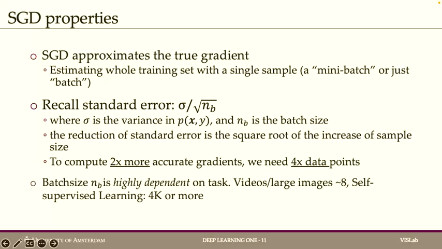And also the batch size NB is very dependent on the task you're doing. For example, on videos and large images, this could be 8. For self-supervised learning and other tasks, this could be 4,000, for example. And for language NLP models, this is even larger, up to 16,000.